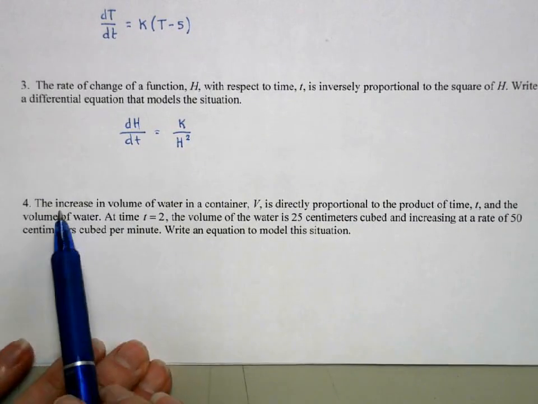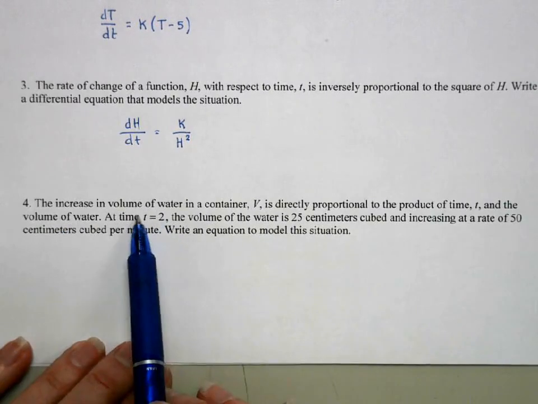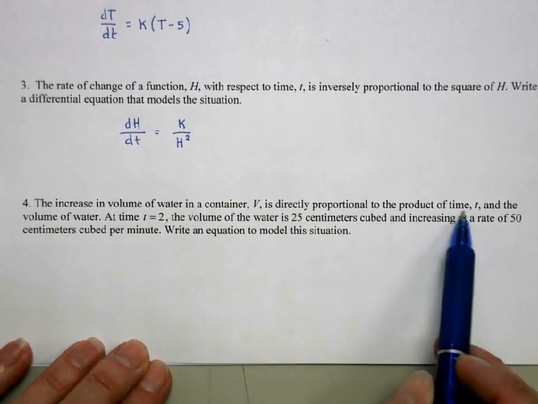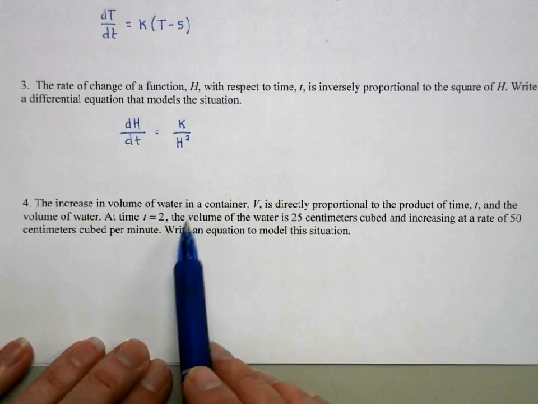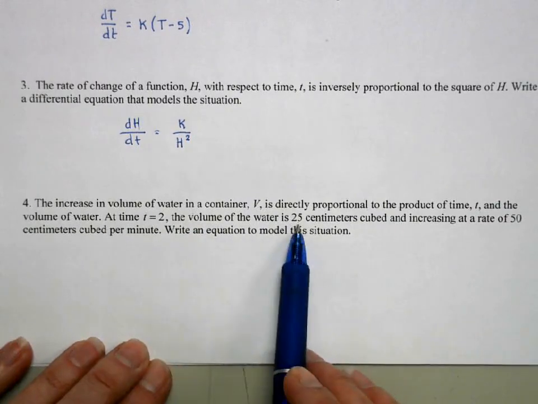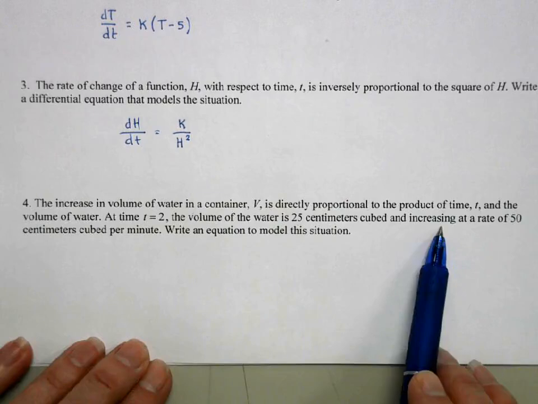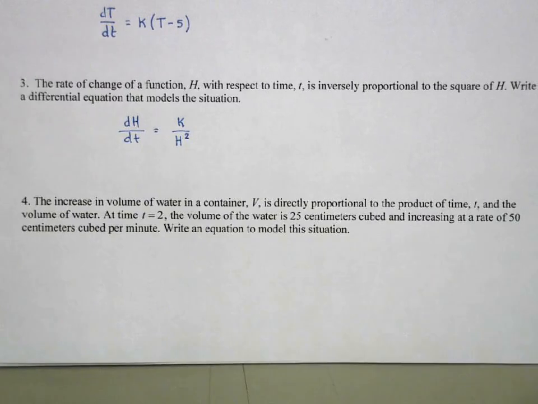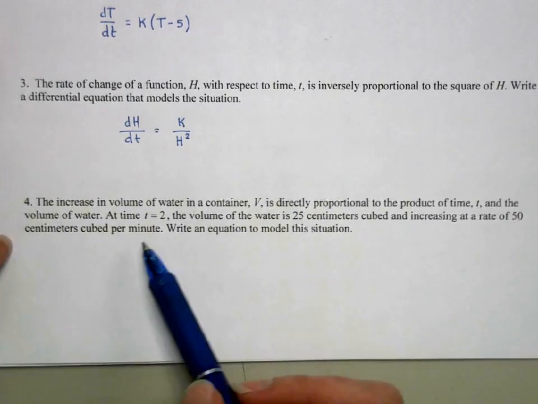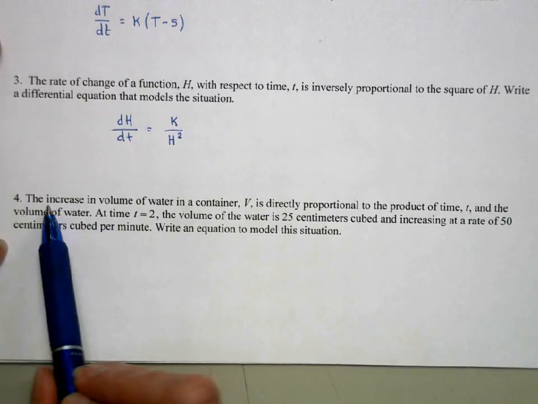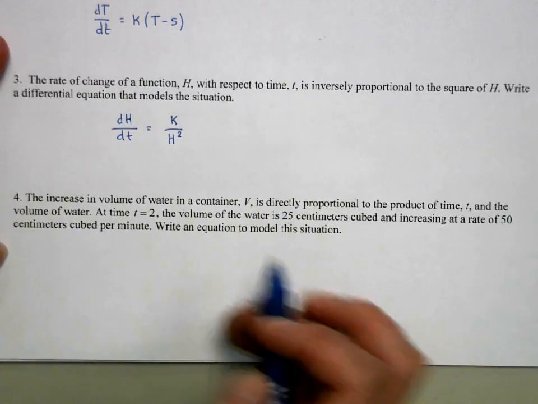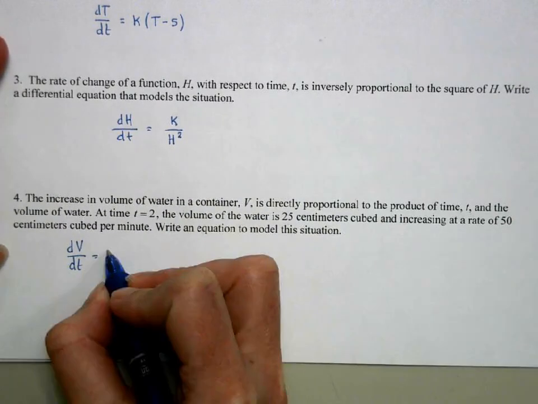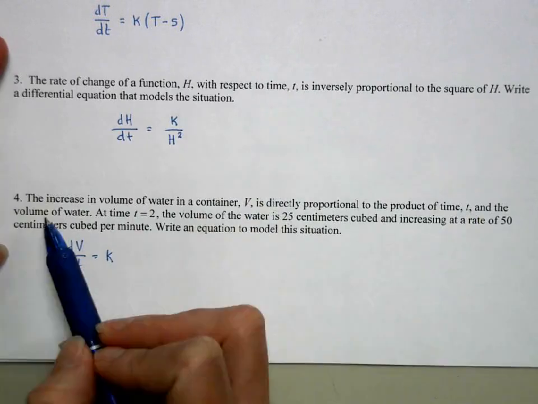And then, the increase in the volume of water in a container V is directly proportional to the product of time t and the volume of water. At time t equals 2, the volume of water is 25 centimeters cubed and increasing at a rate of 50 centimeters cubed per minute. Write an equation to model this situation. All right, so let's start from the beginning. The increase, so that's our rate of change of volume in the water V. So dV dt is directly proportional to the product of time and the volume.